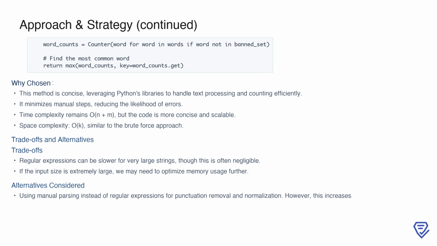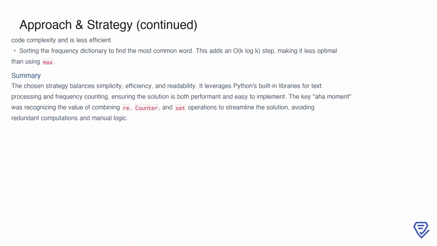in other areas. In evaluating alternative approaches, we considered manually parsing the paragraph for normalization and punctuation removal. However, this would increase code complexity and reduce efficiency. Another alternative was sorting the frequency dictionary to find the most common word, but this introduces an additional k log k step, which is less optimal than using max for direct retrieval. The chosen strategy strikes a balance between simplicity, performance, and readability.